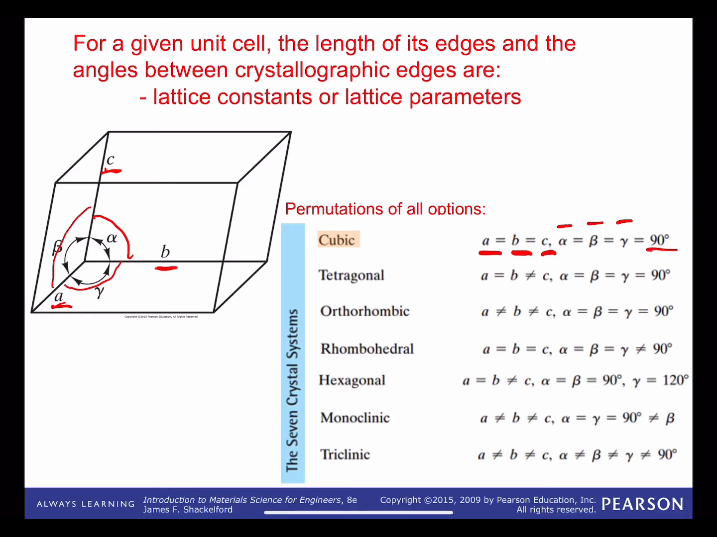And as we permutate through all the options where not all those lengths are equivalent, so here A and B may be the same, but not the same as C, we establish a different type of crystal structure, provided that the angles are still the same. So alpha, beta, gamma all equal 90 still, but we've just allowed one edge length to differ, and we've created now the tetragonal unit cell option. And by varying all the edge length options and angle options, we create the other 5 unit cell systems or crystal systems: orthorhombic, rhombohedral, hexagonal, monoclinic, and triclinic.